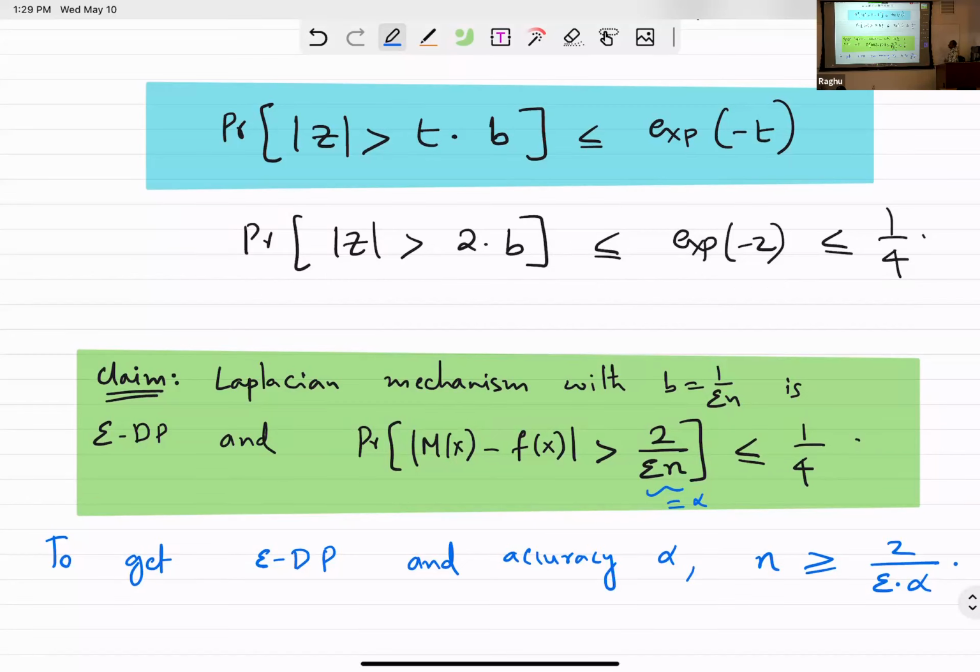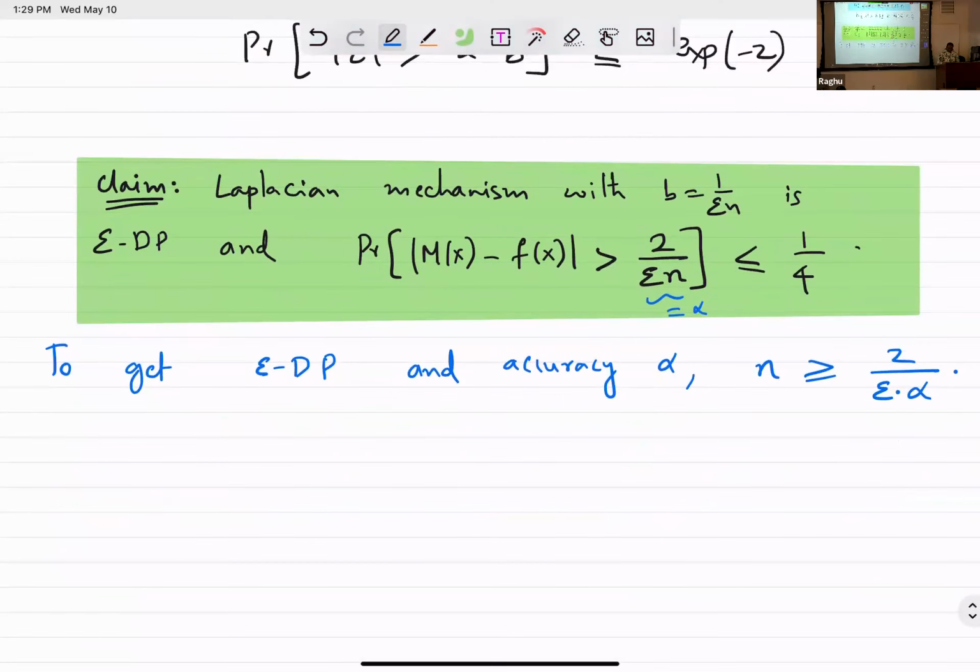Okay. So if I tell you, give me something which is 0.01 differentially private and achieves accuracy 0.1, you can do this with the Laplacian mechanism as long as the number of users is at least 2 over epsilon times alpha. All right. And how does this compare to randomized response?